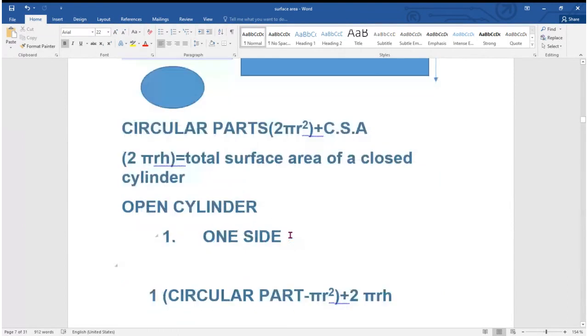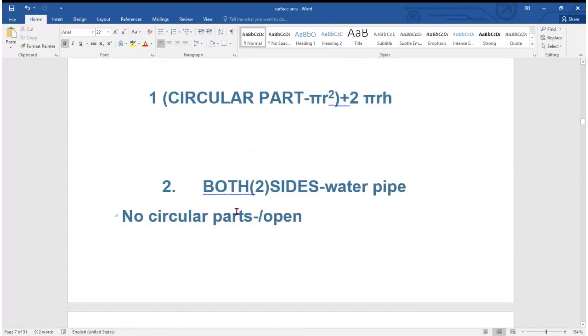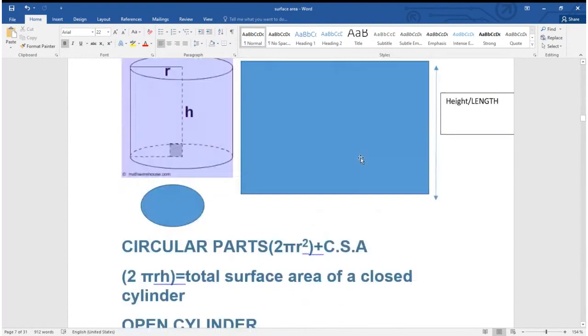So when we come to finding its surface area, we have only one circular part, which is found by pi r squared, and then we have the curved surface area, which is found by 2 pi r h, the rectangular shape. Now, if it is open on both sides, like the case of a water pipe, there are no circular parts because a water pipe cannot be closed.